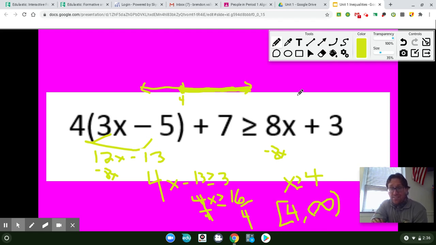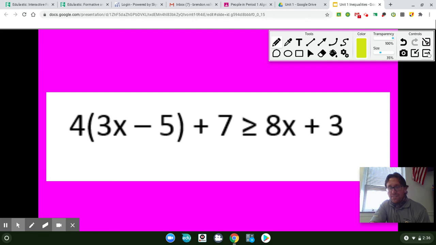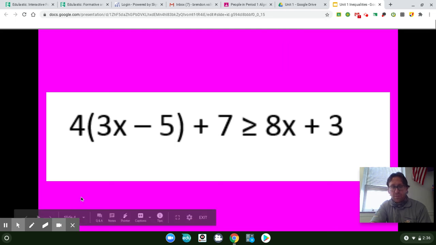Some of us are going to ask, when do I flip the sign? If it's greater than, when do I make it less than? The only time you ever flip the inequality is when you divide by a negative number. Okay, so we did not divide by any negative numbers. If we had divided both sides by negative 4, then that inequality sign would flip.